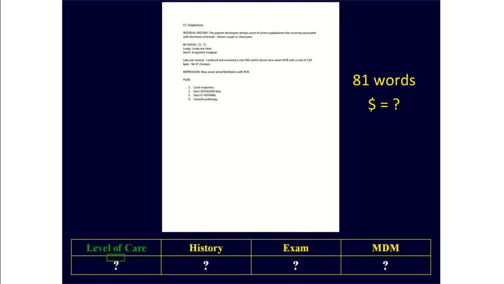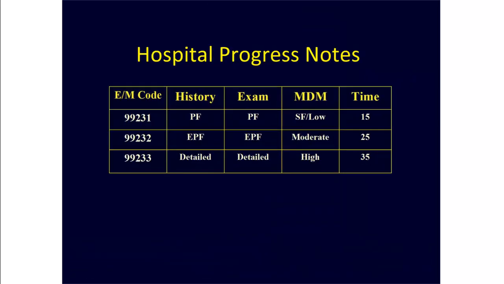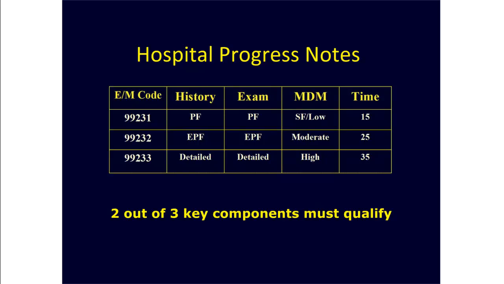This is a hospital progress note. It contains 81 words. To figure out what it's worth, we need to determine the level of care by taking apart the history, the exam, and the medical decision-making, and plugging that information into this table, which shows the documentation requirements for hospital progress notes.